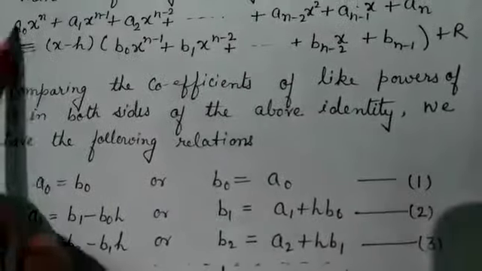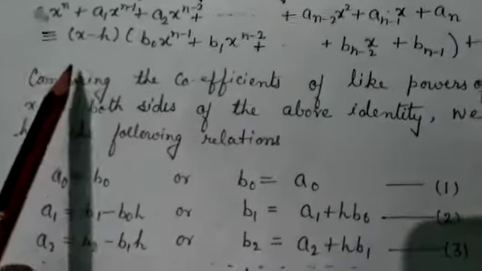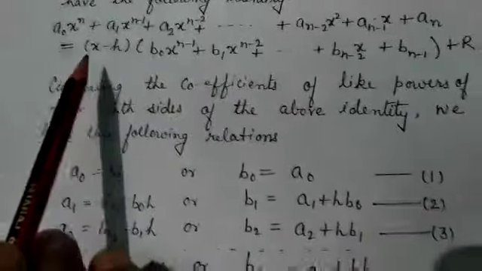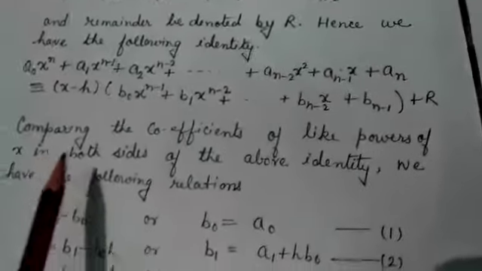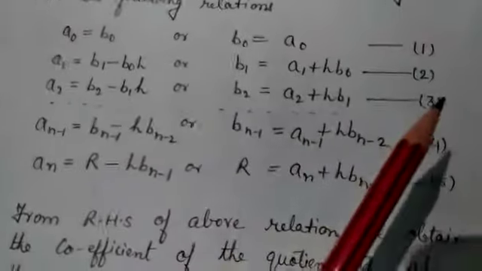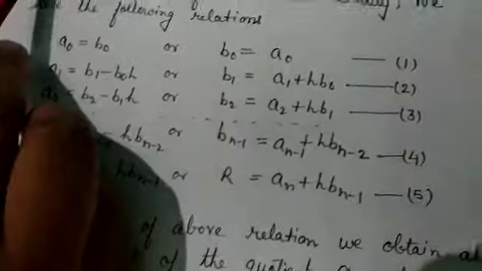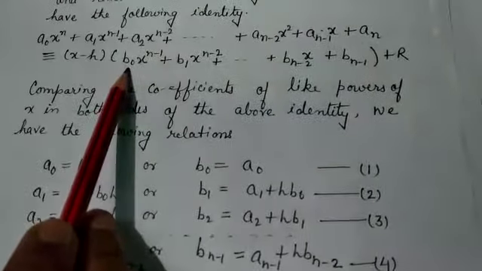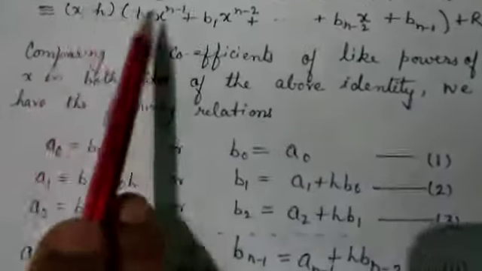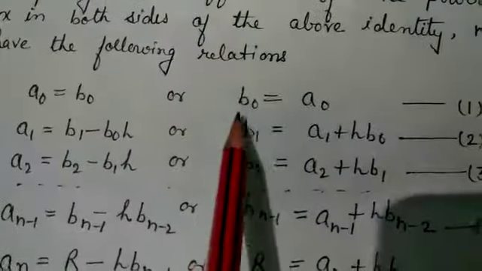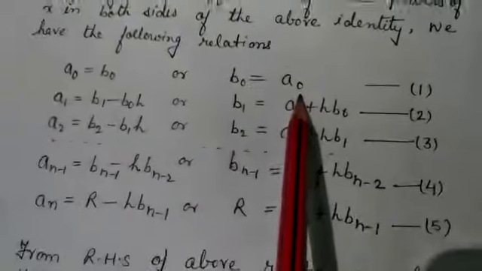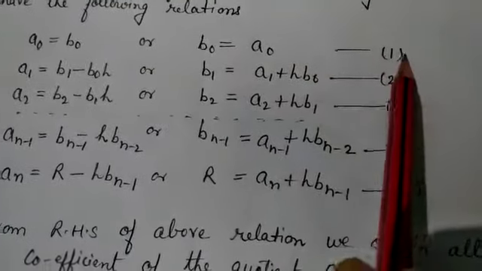Now we will compare the coefficients of like powers of x on both sides of this identity. So on comparing, we have the following relations. a0 will be equal to b0, since multiplying this by x gives x to the power n. So b0 is equal to a0. Let us take it to be equation number 1.